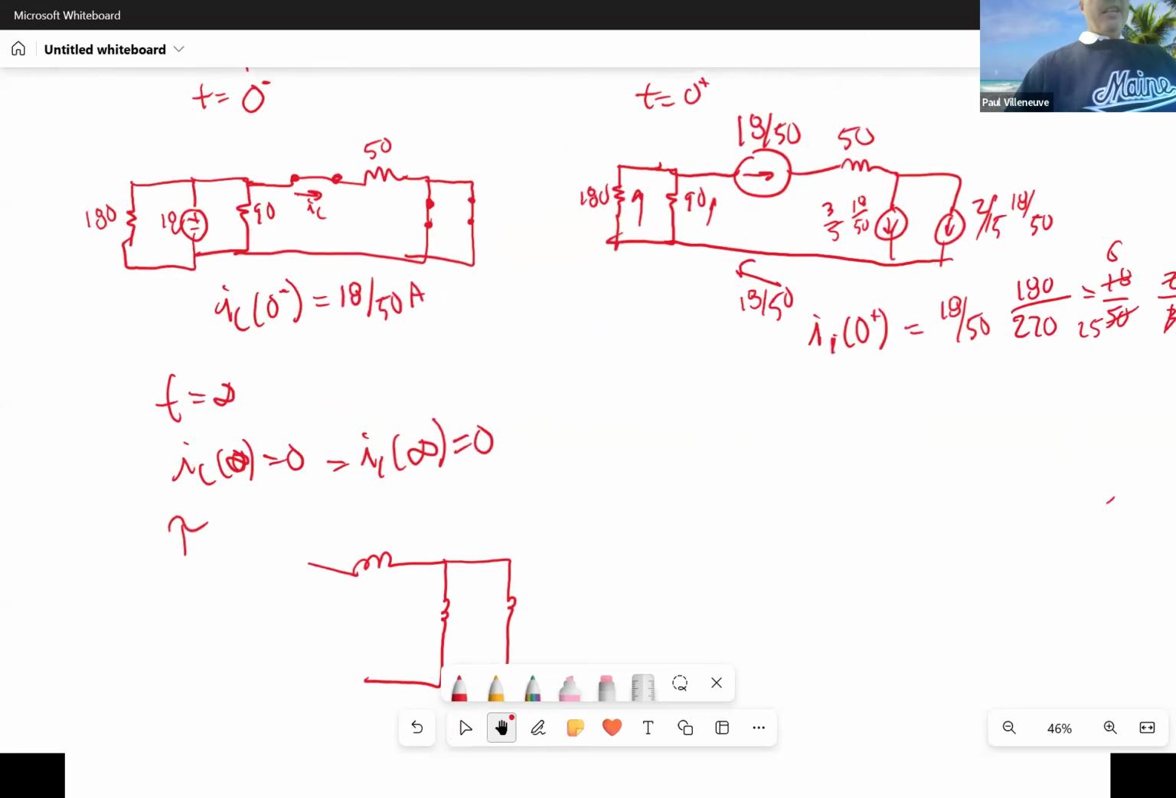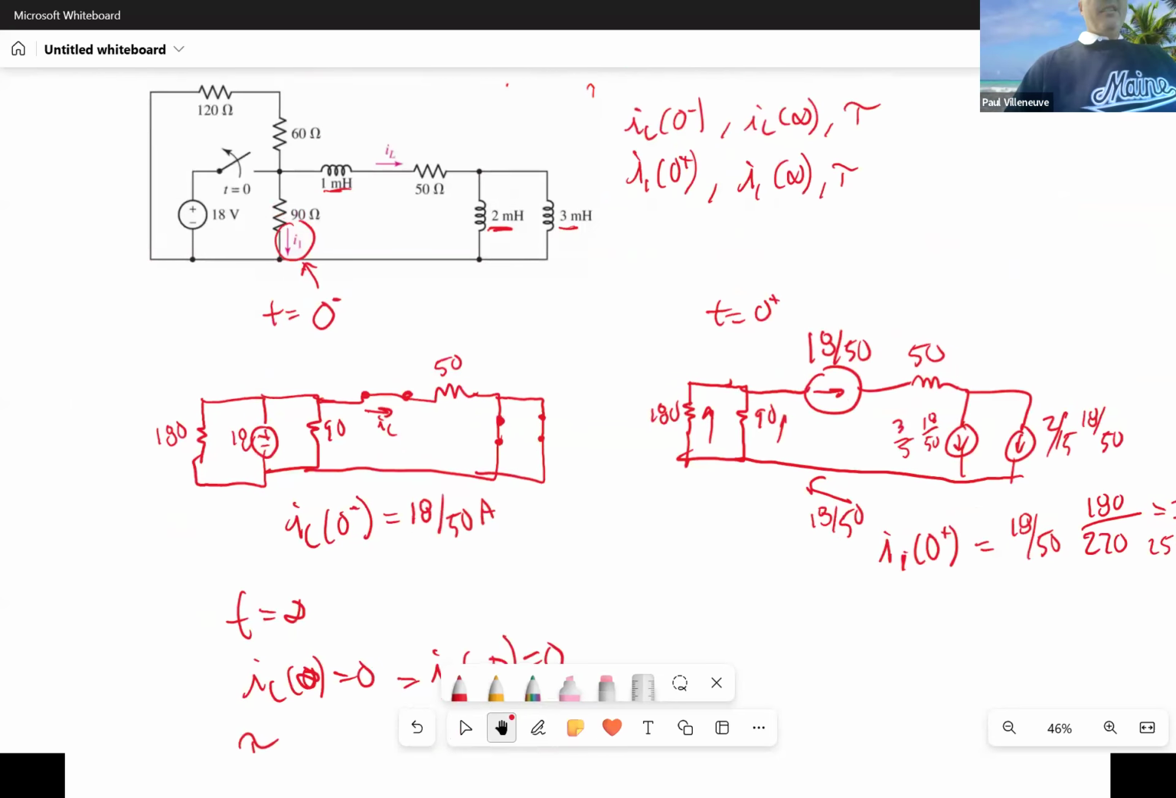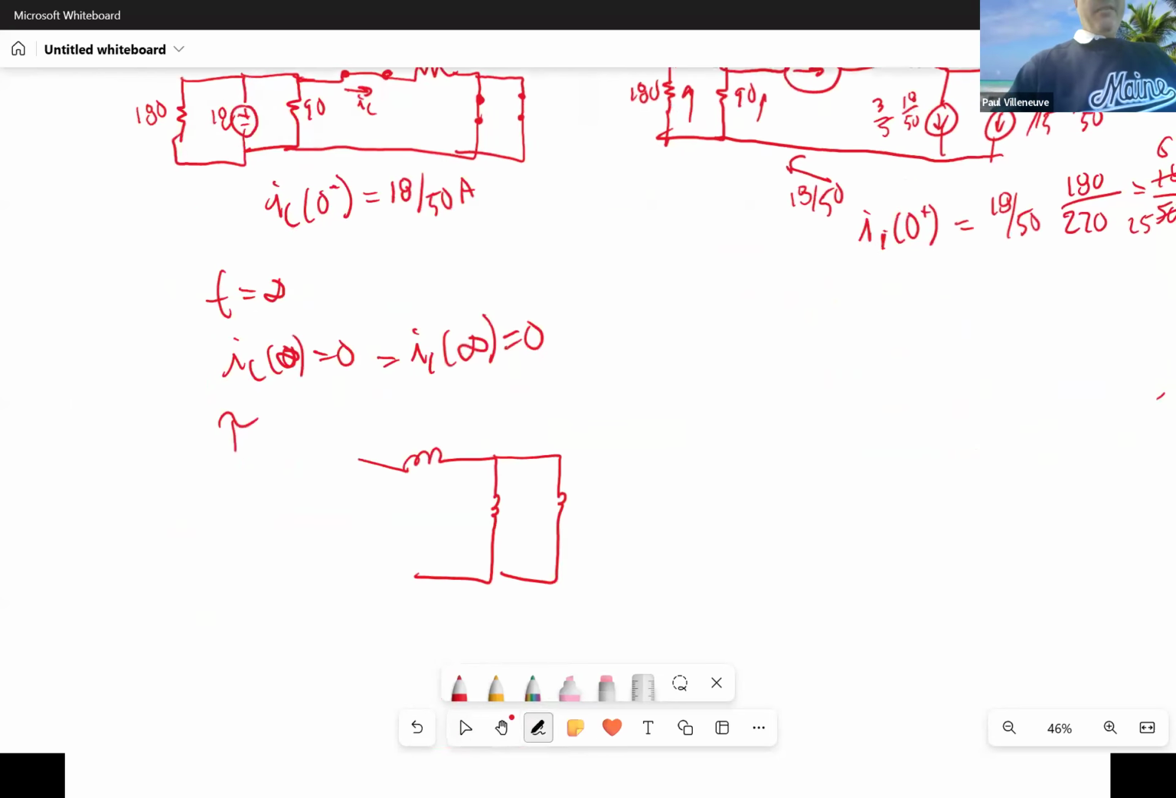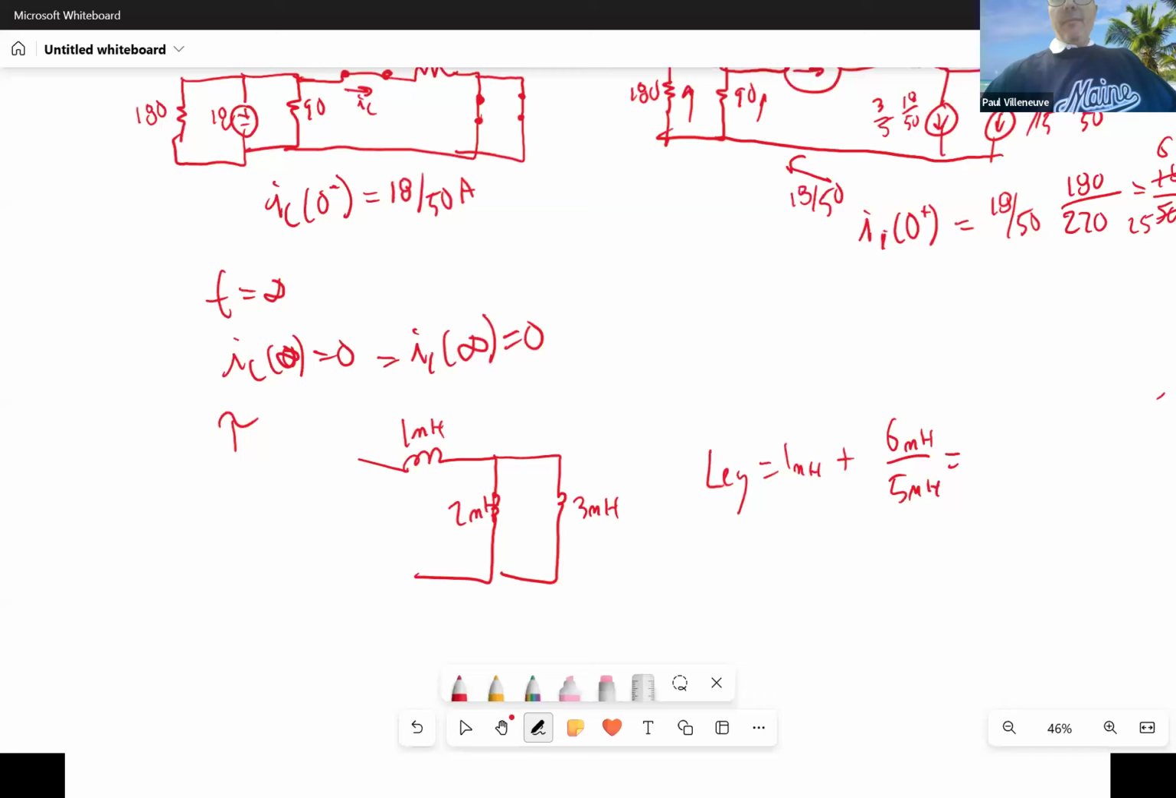So let's see, I've got 1 millihenry, 2 millihenry, and 3. And so the L equivalent is, inductors act just like resistors. So that's going to be 1 millihenry plus product over sum. If I added that up correctly.